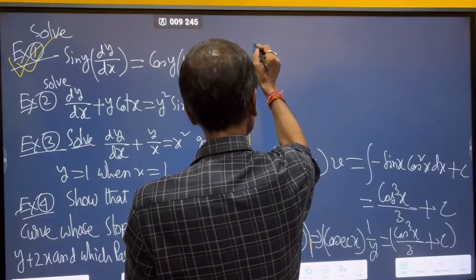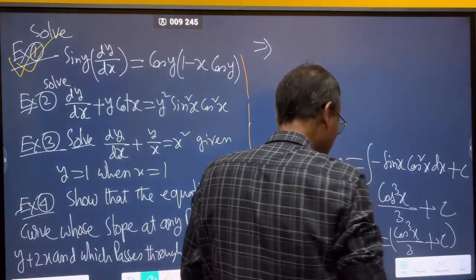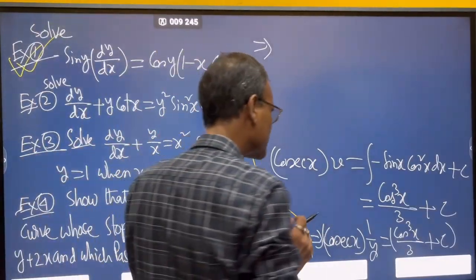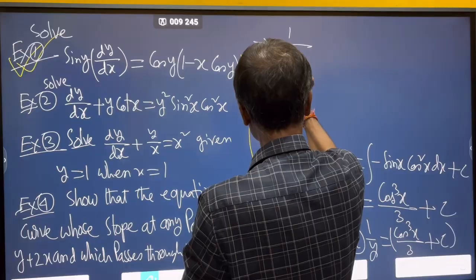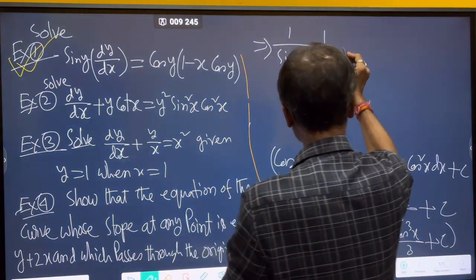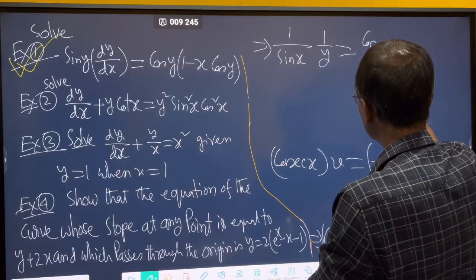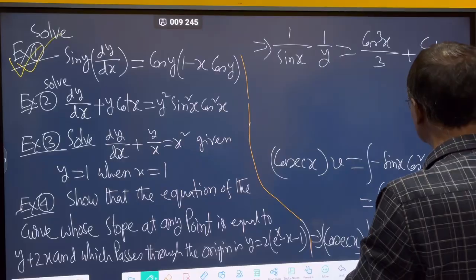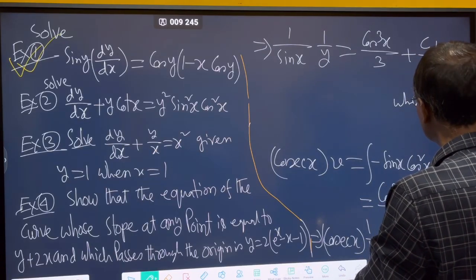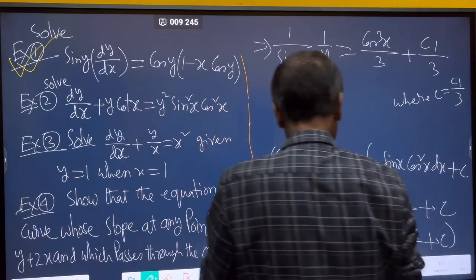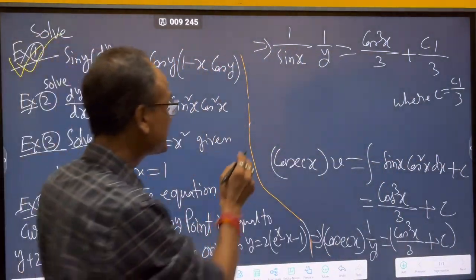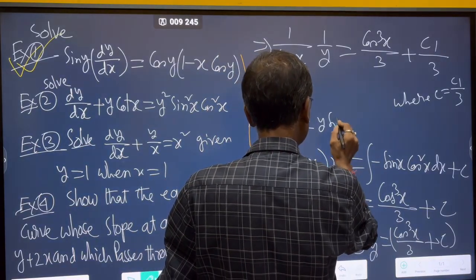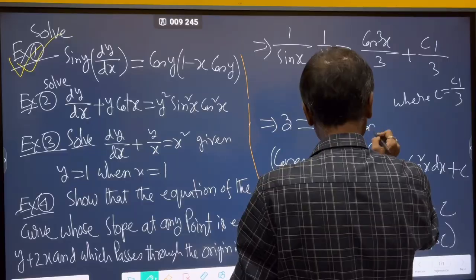For c you may write c1 by 3. Suppose c1 by 3. 1 by sin x into 1 by y equal to cos cube x by 3 plus, suppose this is c1 by 3, where c equal to c1 by 3, another constant. Now, this can be written as 3 equal to y into sin x cos cube x plus c1.